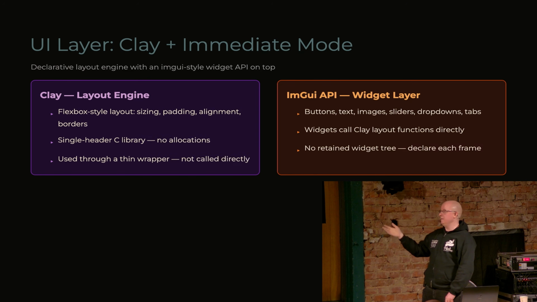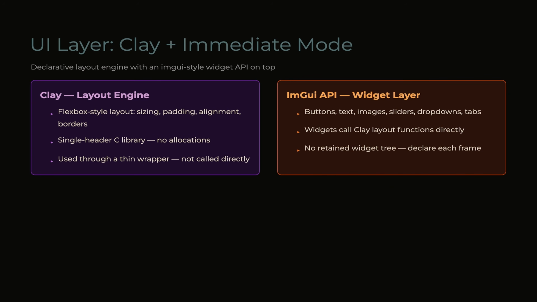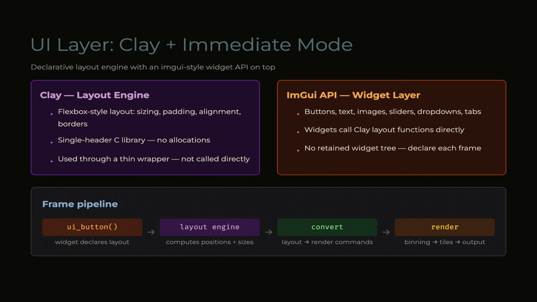And then I add a widget library on top of this. That's your standard stuff that you expect: buttons, text, images, sliders, drop-downs, all that stuff, right? And there's no retained state here. It's all rebuilt every frame. So the frame pipeline looks like this. You have your button, you have a layout engine, and then you convert this to a bunch of render commands, and then we have the rendering phase that I will detail a bit more.